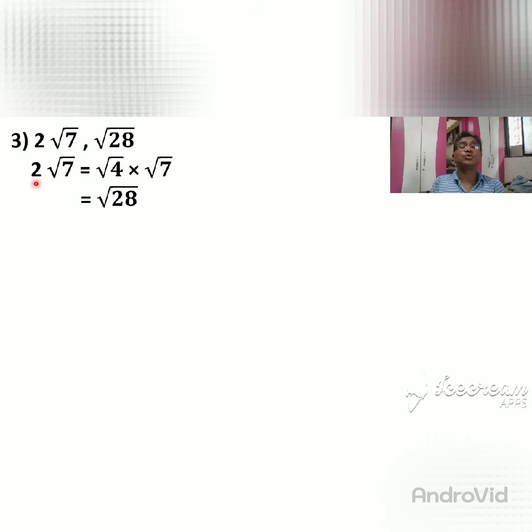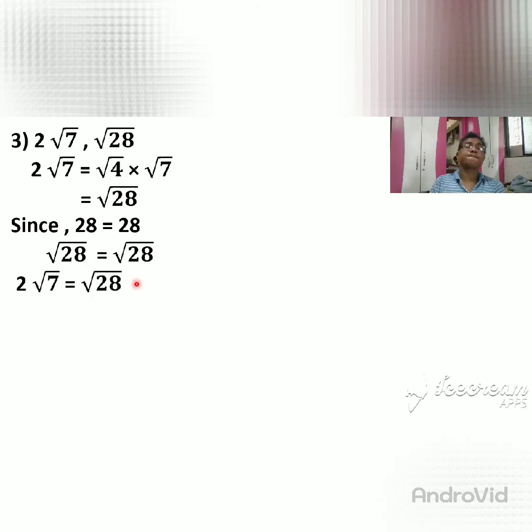2 square is 4, so here we write root 4. Then root 7: 4 into 7 is 28. So we are getting root 28. So 2 root 7 simplifying, you get root 28. Both are the same, so they are equal. Since 28 is equal to 28, root 28 is equal to root 28. So 2 root 7 is equal to root 28.